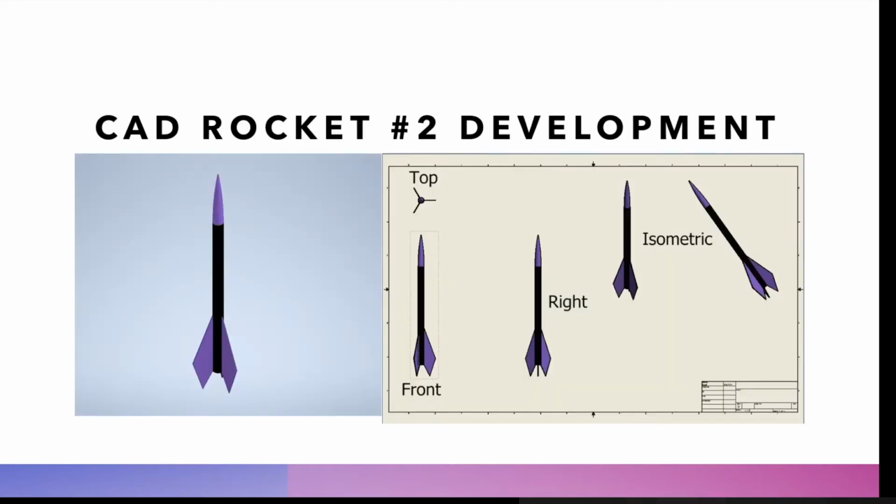This is the first rocket, the one we lost in the desert. The design was pretty simple. I designed it on Inventor. It was one cylindrical piece for the actual shaft and 3 wings, which I was able to put on with 3 separate planes across the cylinder. As for the nose cone, it was just one revolution going all the way around. And if you can see to the right, it's the top, front, right, and then the 2 isometric views of the rocket itself.